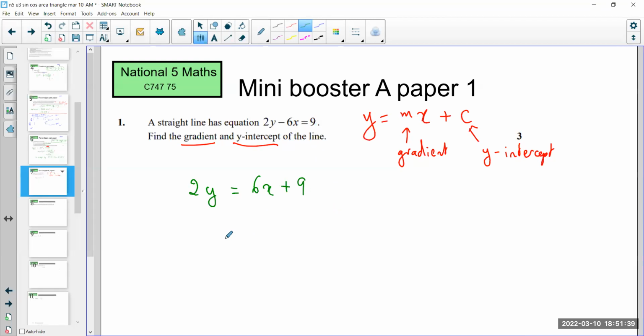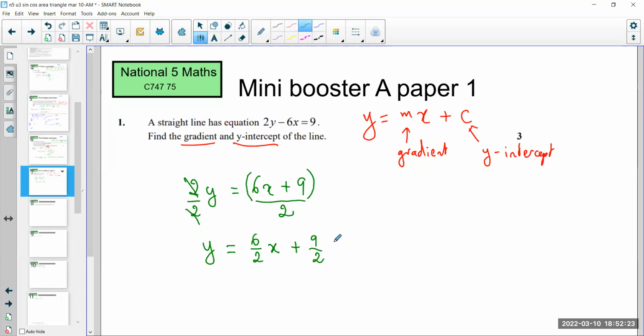Now, from now on, because I keep seeing people getting this wrong, what I want you to do is at this stage, if you get a question like this, I want you to put brackets here and have a look at 2y. It's 2 times y. What's the opposite of timing by 2? Dividing by 2, but then put the 2 across those. Which means this time y is 6 over 2 x plus 9 over 2.